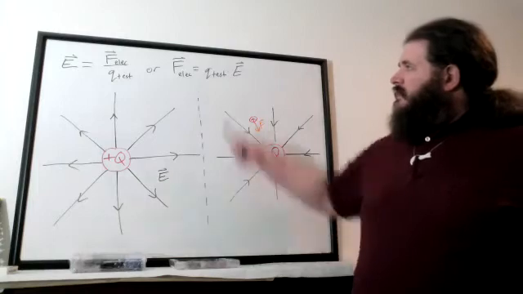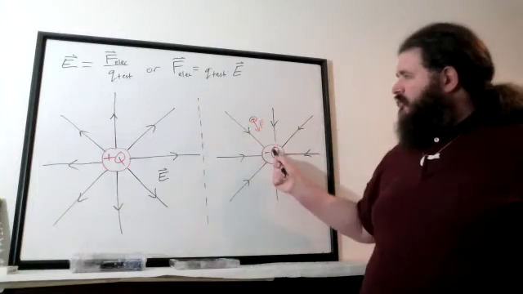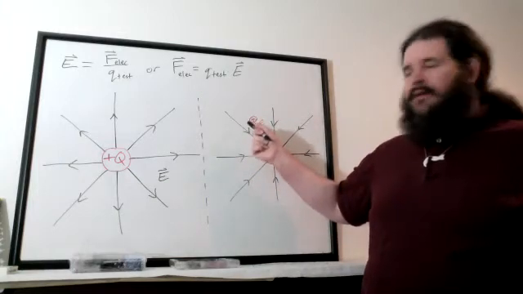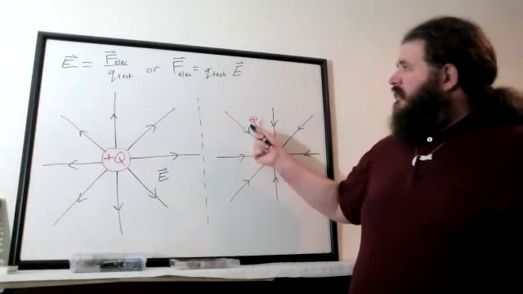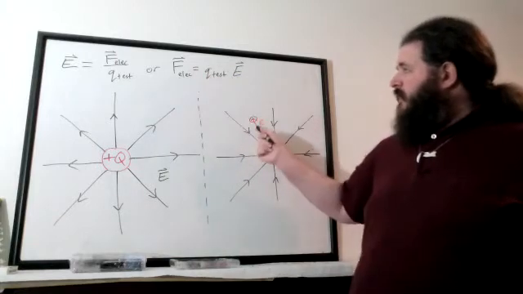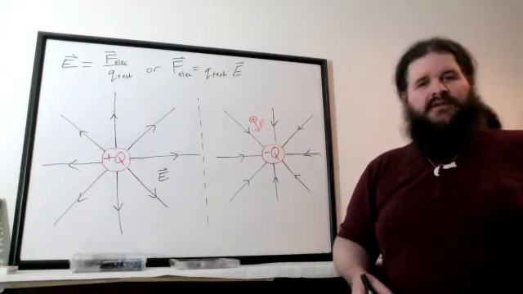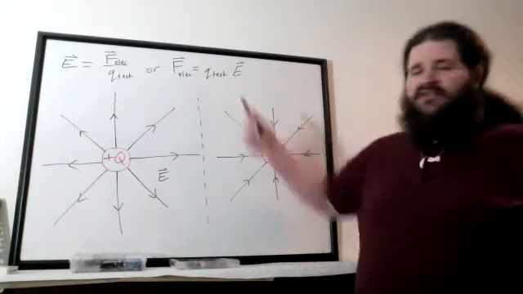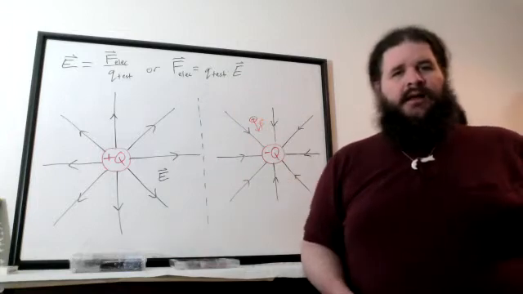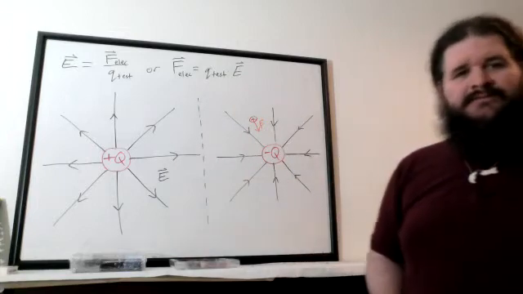And once again, if the test charge is positive, not the source charge, but the test charge, the one we're experimenting with, then the force it experiences and the electric field at that location are in the same direction, since a positive multiplier doesn't change the direction of a vector. Any questions on that so far?